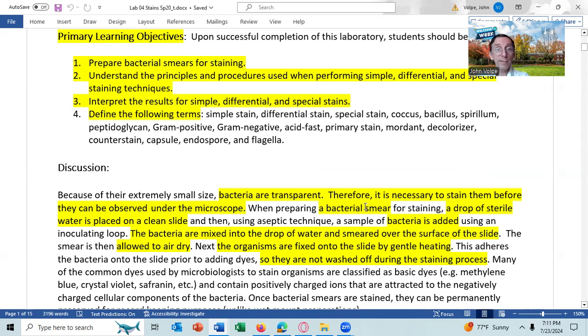3, interpret the results for the simple stain, a differential stain, and a special stain. And then 4, be able to define the following terms. What's a simple stain, a differential stain, a special stain? Coccus, Bacillus, peptidoglycan, gram-positive cell, gram-negative cell, acid-fast stain, primary stain, what's a mordant, decolorizer, counter stain, what's a capsule, endospore, and flagella. Any questions about any of that?